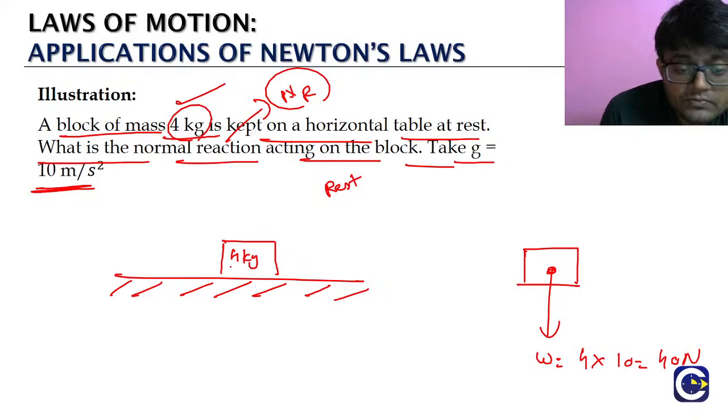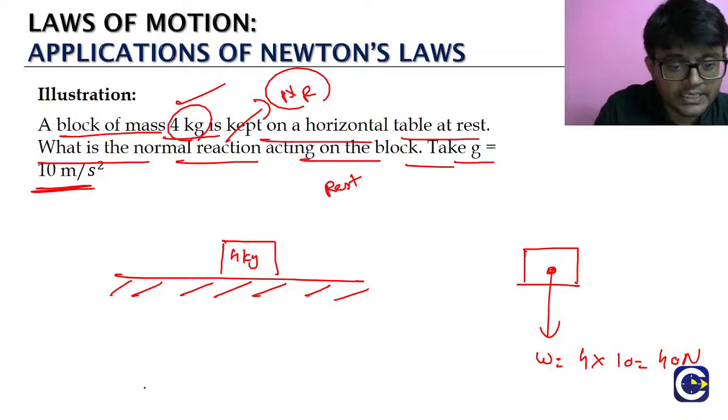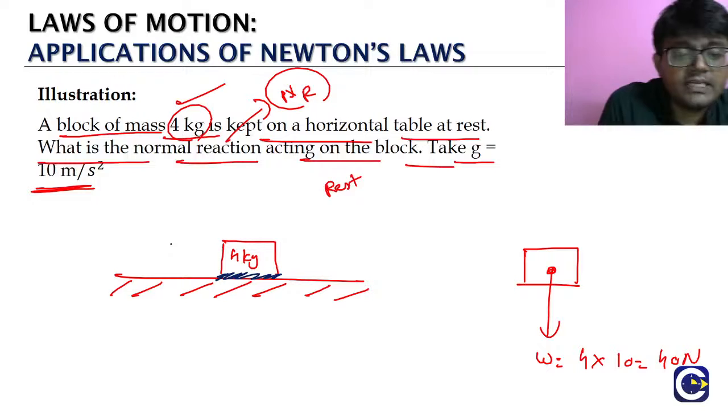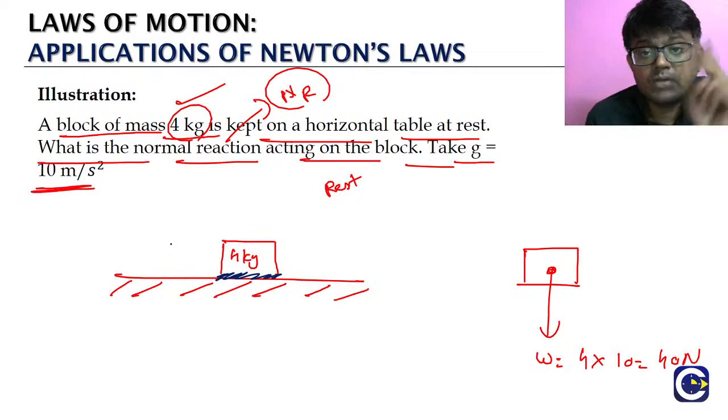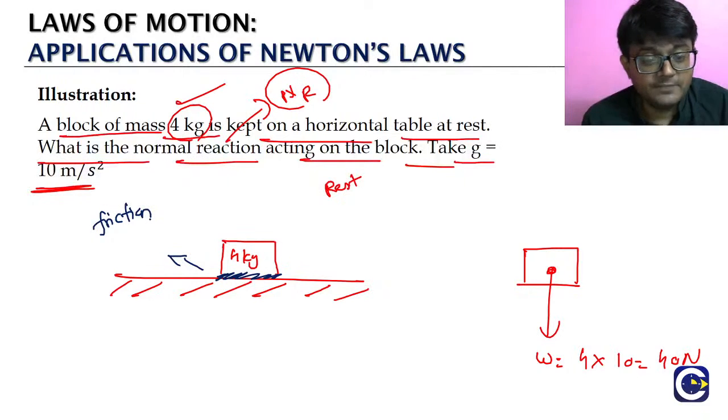After that, what else will be there? Look at this. There is a contact between the 4 kg block and the surface below. Between the two there is a contact. This is the contact surface. So what do we know about a contact surface? Whenever there is a contact between two surfaces, there will be two types of forces. One is friction, which will be along that contact plane. But we are going to discuss that later.